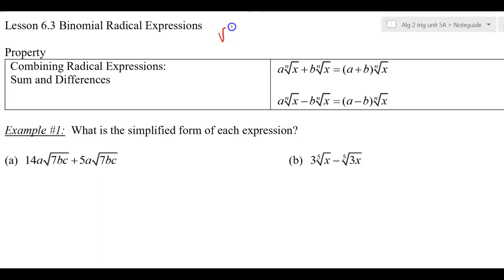Remember we talked about this the other day, like rad 3 plus rad 2 is not equal to rad 5, okay, that we can't combine those together. So having addition or subtraction between the radicals is a little more difficult than what we were doing before, because if they're not like terms, then we can't combine them together.